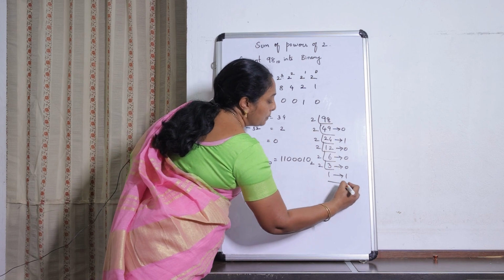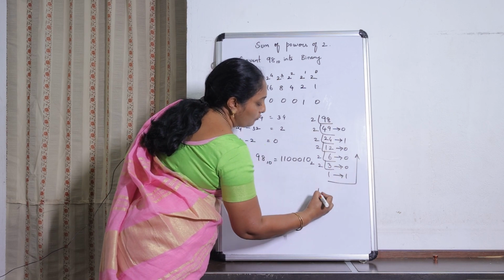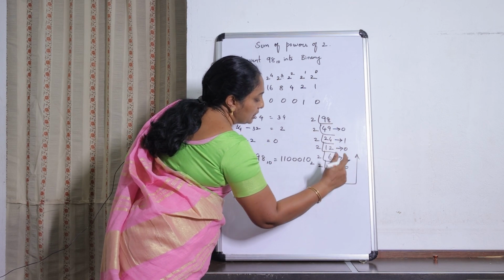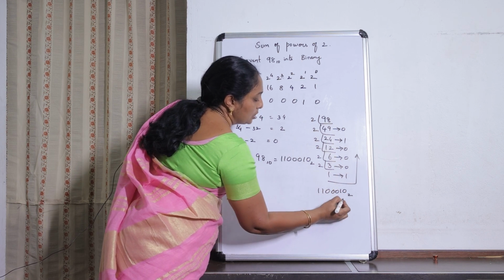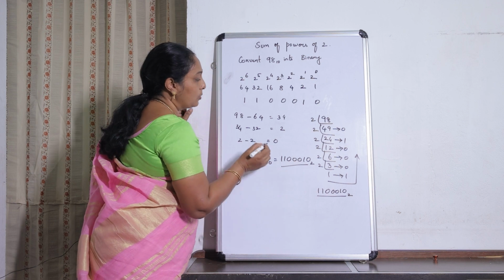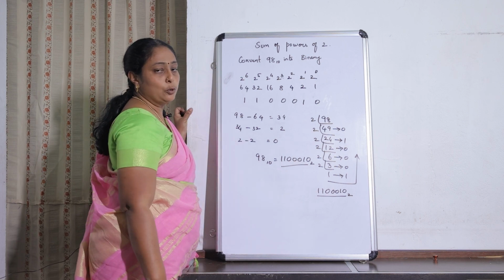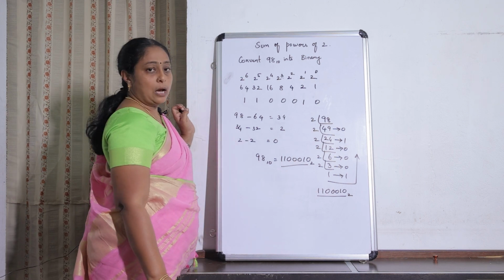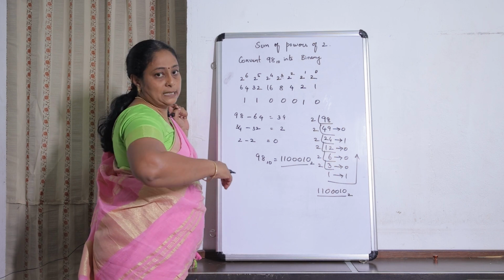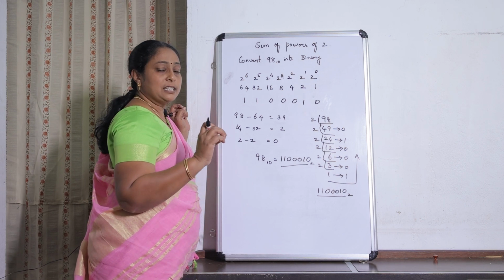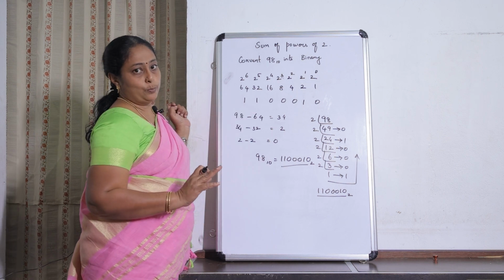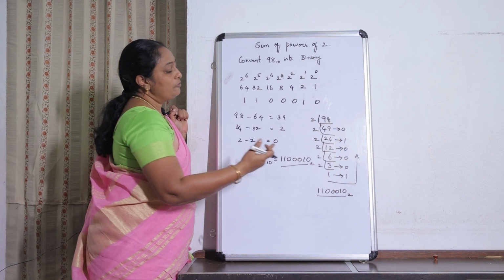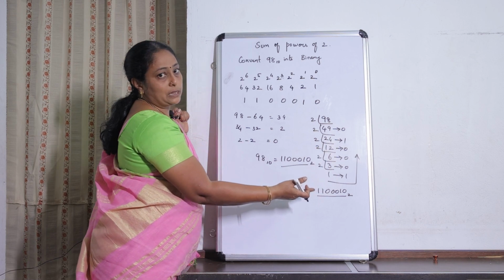Now when I group the numbers from bottom to top, I am getting 1, 1, 1, 2, 3, 3 zeros, followed by 1 0 to the base 2. The same number I have got also using the sum of powers of 2 method. So whenever you have a question like convert a decimal number into binary, if it is not mentioned in the question, you can also use the sum of powers of 2 method if you are familiar with it. Or if this is easier, you can proceed with this method itself.